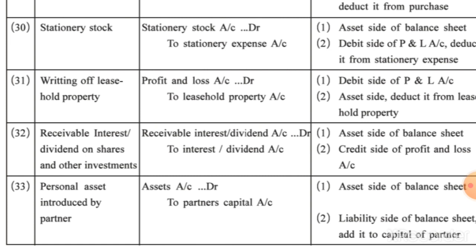Due to personal assets brought in the firm, so asset side would be increased. So first entry, that would be, suppose he has brought furniture worth rupees 10,000 in the firm in the form of capital, then asset side of balance sheet you will show the value of furniture as rupees 10,000. And the second effect, that would be, you will add in the capital of the concerned partner on the liability side of balance sheet, because that much amount of liability of capital has been increased.